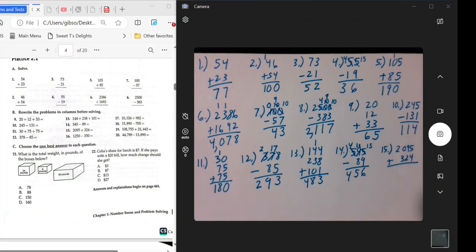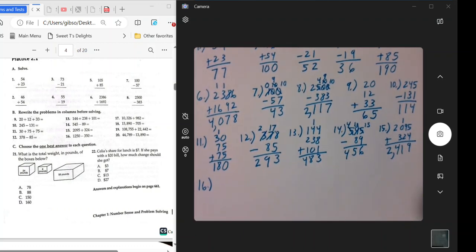So we have to make sure that these place values align, which they do. And then we can add. 5 plus 4 is 9. 9 plus 2 is 11. Carry a 1. 3 plus 0, well, 1 plus 0 is 1, plus 3 is 4. And then 2 plus 0 is 2. So that would be 2,419. Okay, now we move on to problem 16.